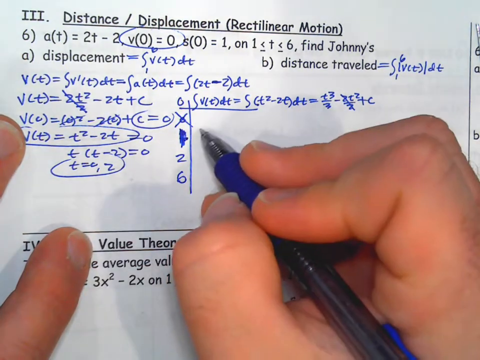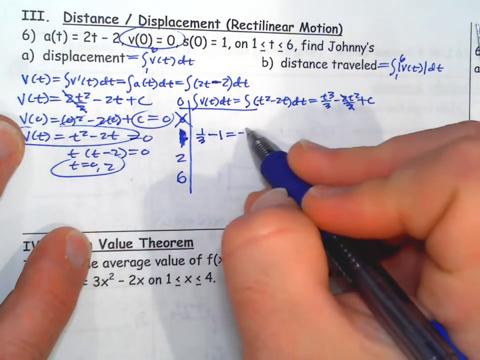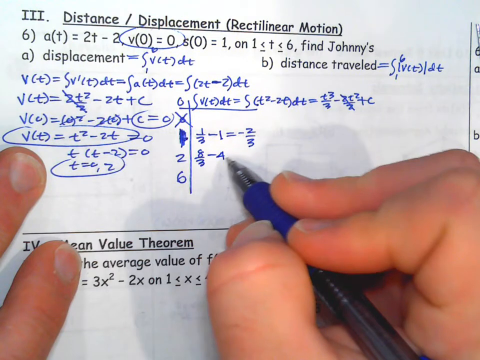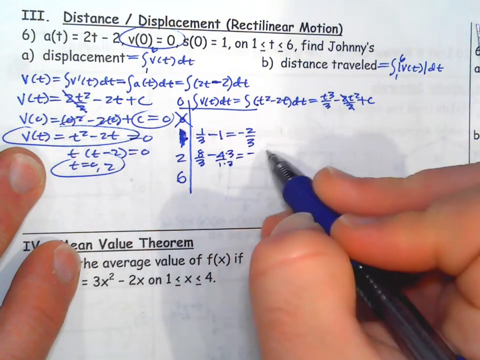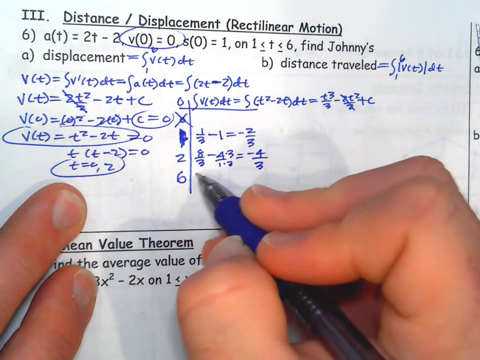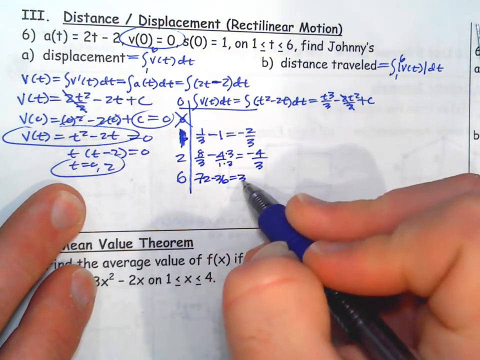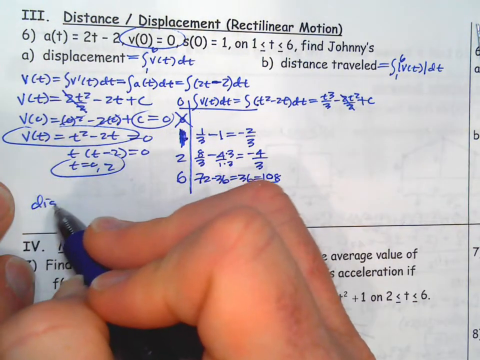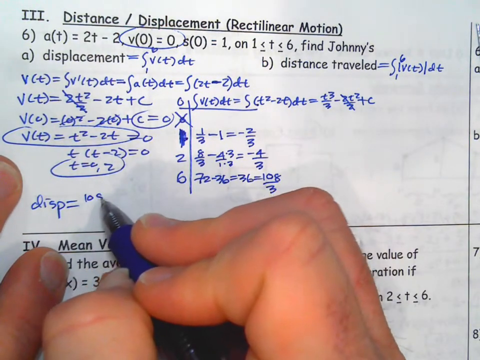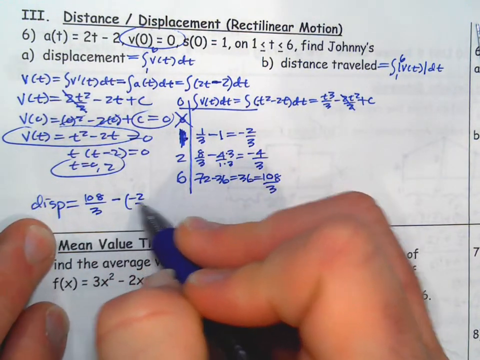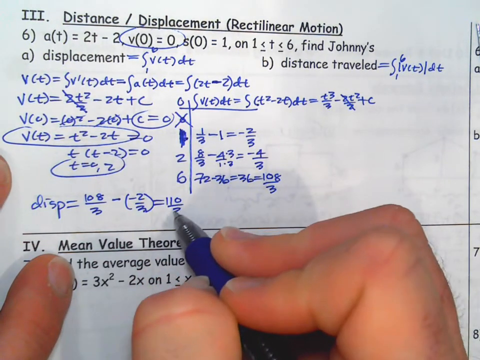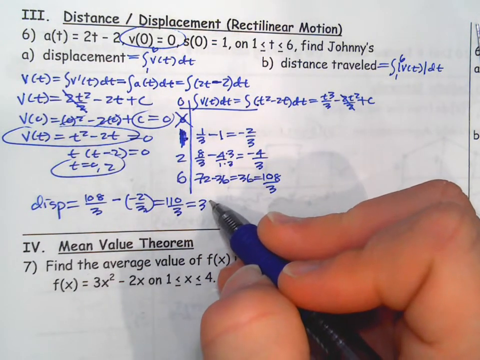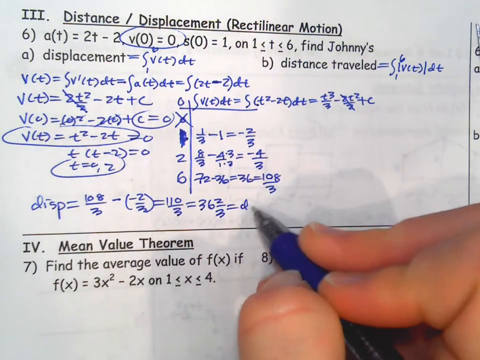Plug 1 in, get 1/3 minus 1, which is negative 2/3. Plug 2 in, get 8/3 minus 4, which is negative 4/3. Plug 6 in, 72 minus 36 is 36, or 108/3. So displacement is really just going to be the last one minus the first one. So that's going to be 110/3, or 36 2/3. So that's displacement.